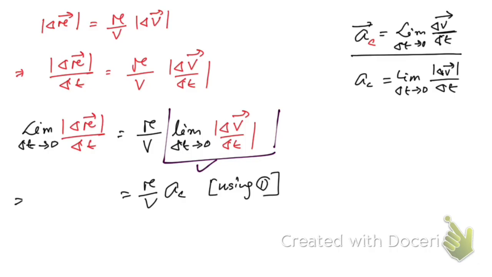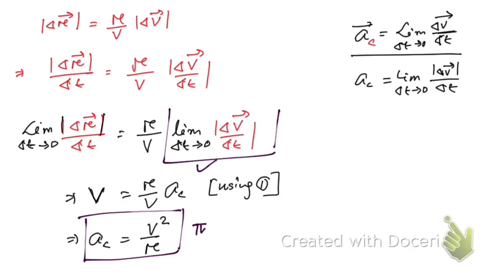Now here you see, this is nothing but velocity. As we are taking mod here, we're going to write the magnitude of velocity, that is v. V is the constant speed, and that speed will be equal to the instantaneous velocity. So AC will be equal to V into V by R, that's going to be V square by R. So this is the expression for centripetal acceleration. This is the required expression.